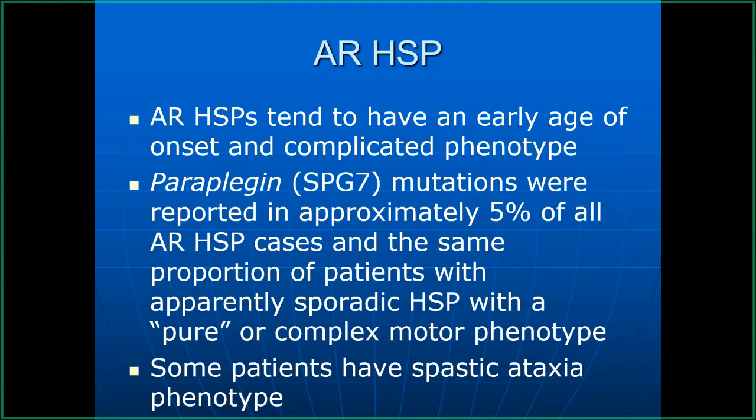And actually, there's an interesting debate whether paraplegin can also cause dominant disease. I don't personally believe that. But there are a few families described with an apparently dominant mode of transmission. Typically, these patients may also have spastic ataxia. I have a few patients, or used to have a few patients in my care, who have spastic ataxia, eye movement abnormalities, and they had an SPG7 mutation.